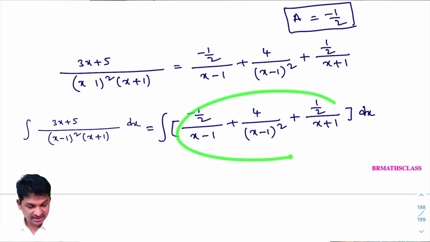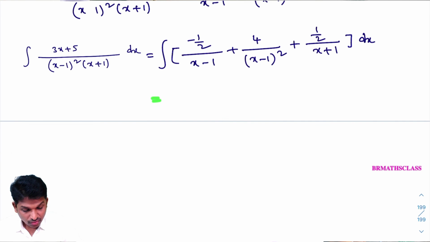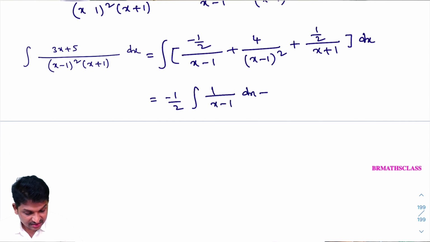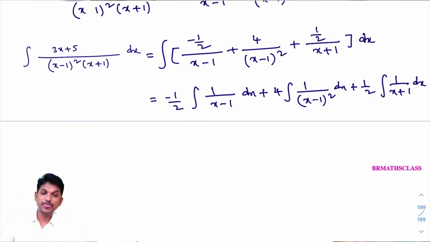Now, how to integrate this part? I'll integrate each and every term. Okay. That equals, while integrating this, here minus 1 by 2 is there. Now, that is a constant. You write it outside the integral. Minus 1 by 2 into integral of 1 divided by x minus 1 dx. Now, in the integral of this part, 4 is a constant. Take it outside. 4 times integral of 1 divided by x minus 1 whole square dx. Plus 1 by 2 is a constant. Take it outside. Integral of 1 divided by x plus 1 dx. I hope you are understanding. Good. Now, further integration.